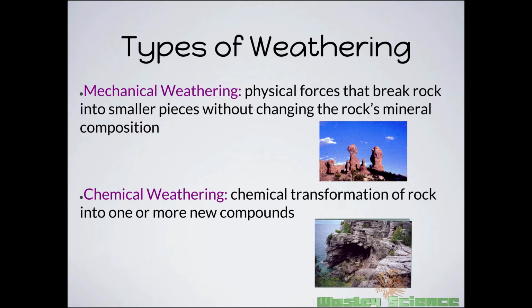For chemical weathering, there's some type of chemical reaction that changes the rock's mineral composition and changes it into new compounds. So that's really the difference between the two. So we're going to talk now about examples of mechanical weathering, and then we'll get to chemical weathering.